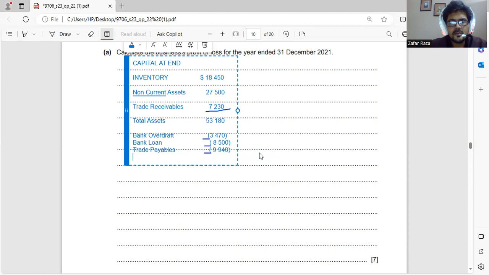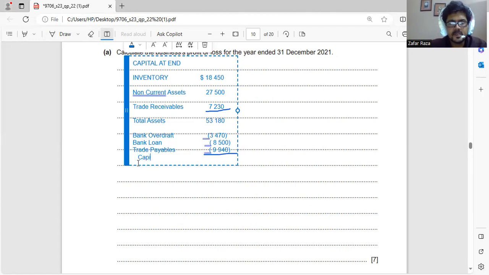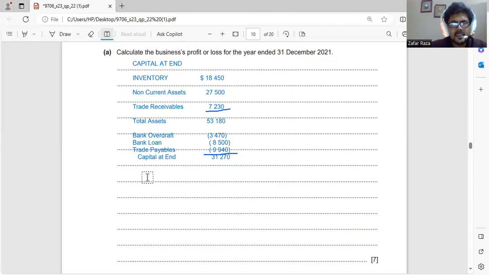Now get the totals. Total assets minus total liabilities will give you capital at end. So here we'll write capital at end. How much? 53,180 total assets minus 3,470 minus 8,500 minus 9,940. Total capital at end is 31,270. Now we can easily calculate the profit.